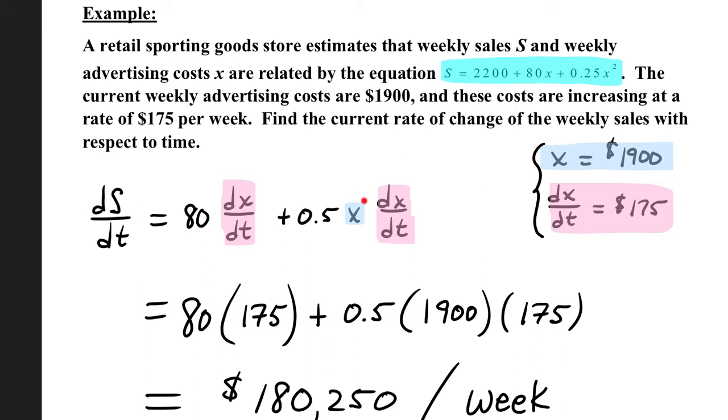The advertising costs for that week are $1,900, so that's going to substitute in for x. The costs are increasing at a rate of $175 per week, so that's your dx dt differential value. Substitute your numbers in carefully, and you'll get a current rate of change of weekly sales of $180,250 per week.